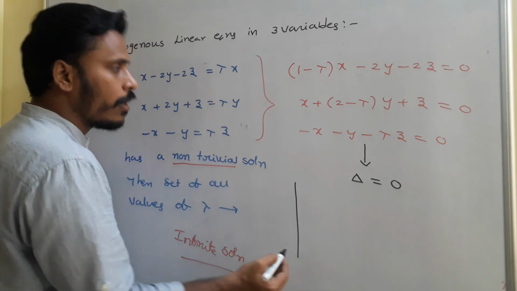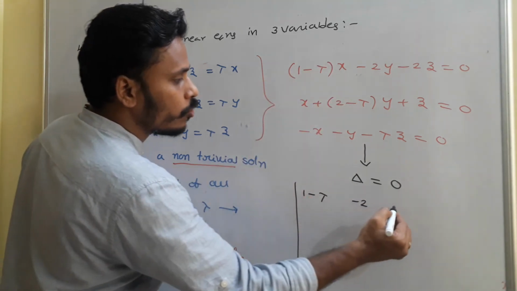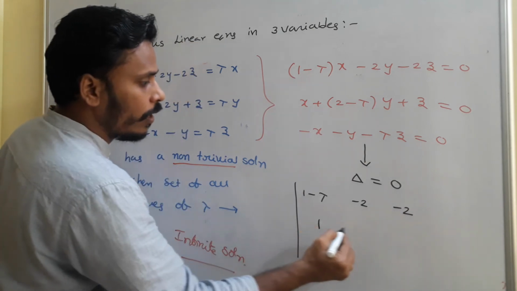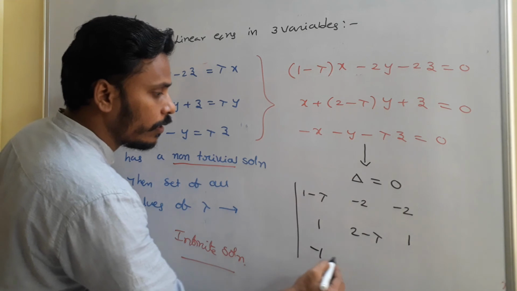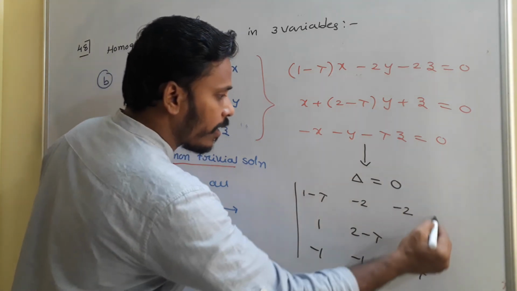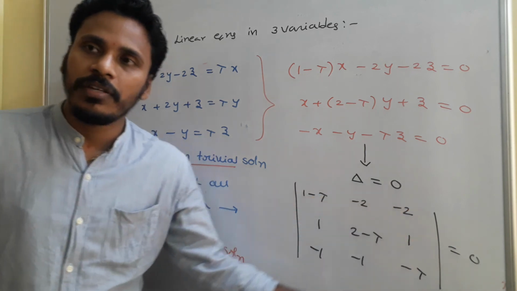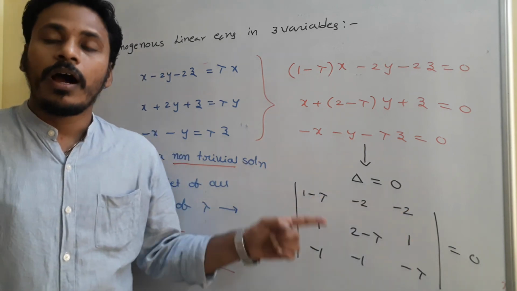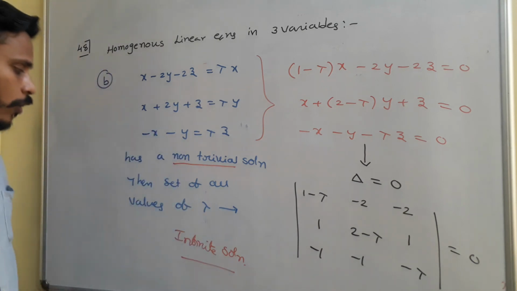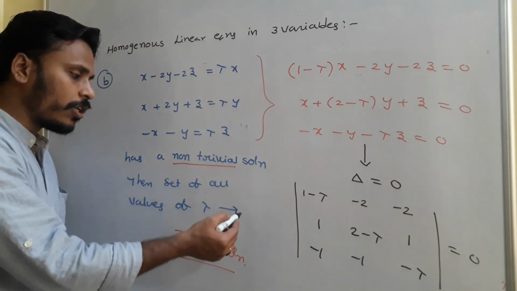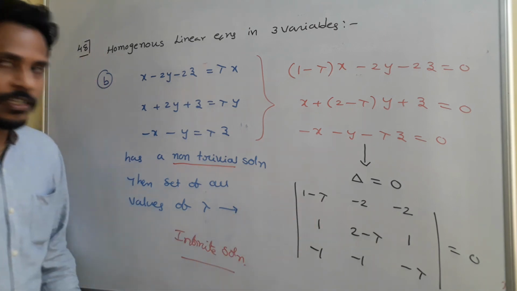So the determinant contains the coefficients 1 minus lambda, minus 2, minus 2, and then 1, 2 minus lambda, 1, whereas this is minus 1, minus 1, and minus lambda, equal to 0, right? So we need to find this determinant in terms of lambda, and from there we need to calculate the values of lambda. So you need to answer it by mentioning all those values of lambda in a set. Okay, try to find its determinant.